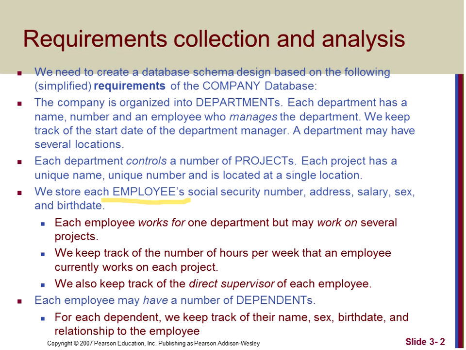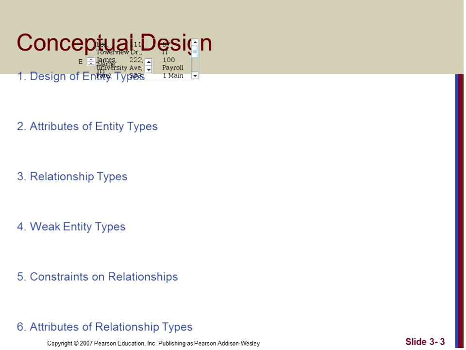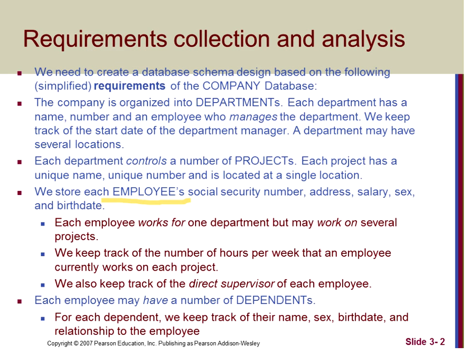Okay, just employee: the employee's social security number, address, salary, sex, and birth date. Already, the employee identifies such an entity type. So our goal is to identify such entity types from the requirement description. What else can we identify? We can identify the dependent, department, and project entity types.